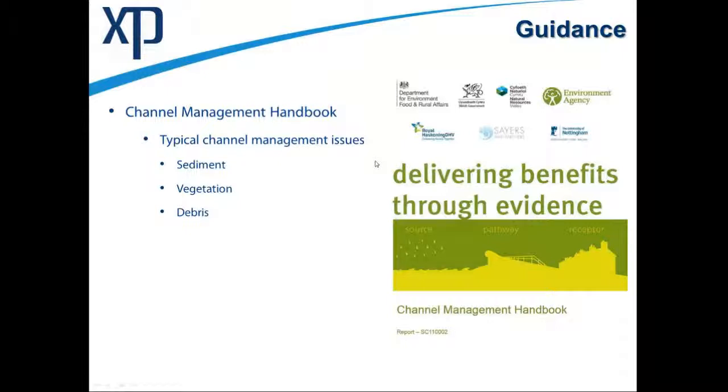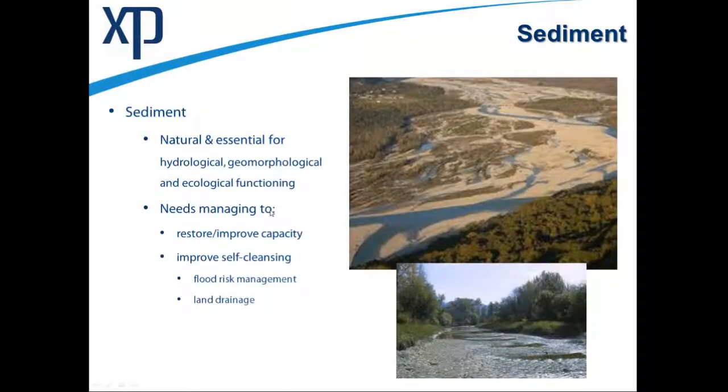And as you can see here, culverts are often positioned within a natural channel network. And we can see that typical channel management issues that may also affect the culverts are sedimentation, vegetation, and debris. If we look at sedimentation, it's a natural process and it's essential to the functioning of the local ecology, the geomorphology and hydrology. However, sometimes we need to intervene because we have situations where maybe the capacity of the channel needs to be restored or it has to be improved, or we need to help the self-cleansing velocities to resolve some localized flood risk management or maybe some land drainage issues.